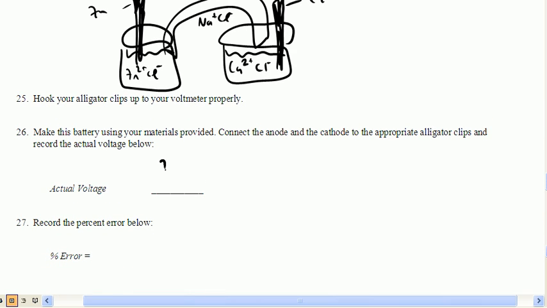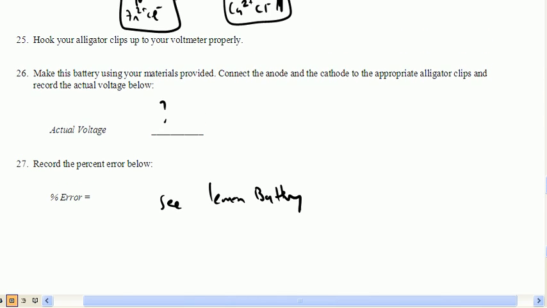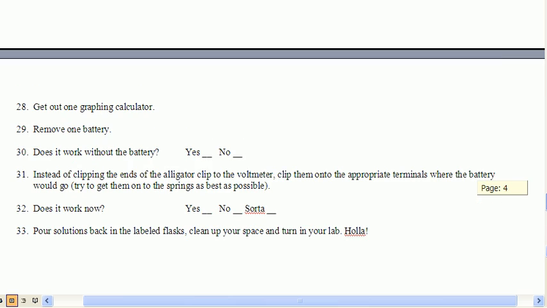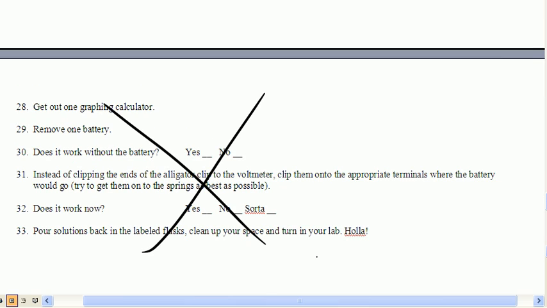The actual voltage, we don't know. See lemon battery for how to do this calculation. I still want you to do it, but just see the lemon battery for how to do that. And you do not have to do this, guys.